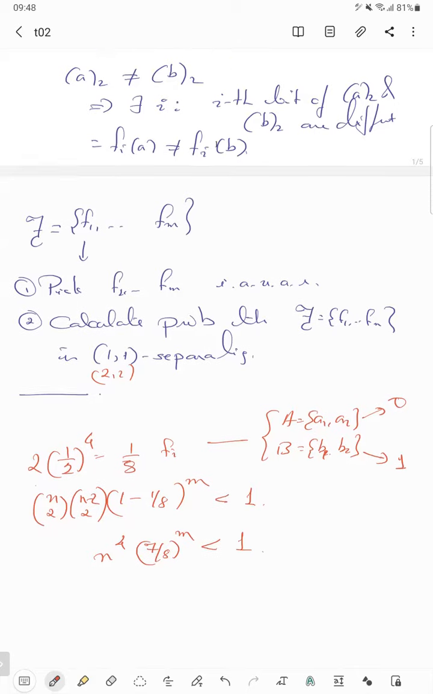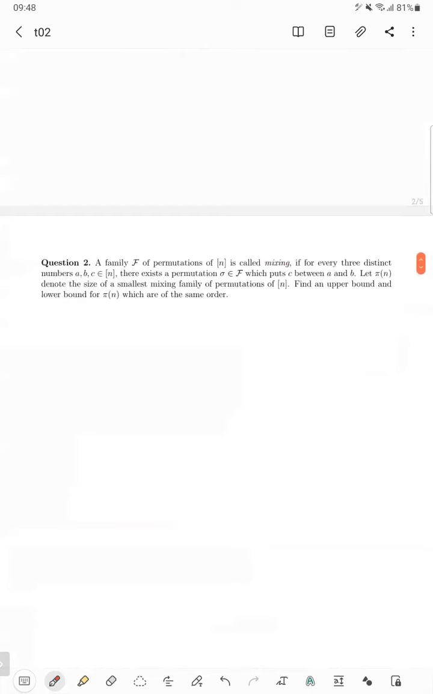I want you to work this out further. The next question is also very similar to the scrambling we have done. In fact, this is easier than the scrambling. So the upper bound would be the same, but here also I want you to think of a lower bound. At least for 3 mixing, think of a lower bound.